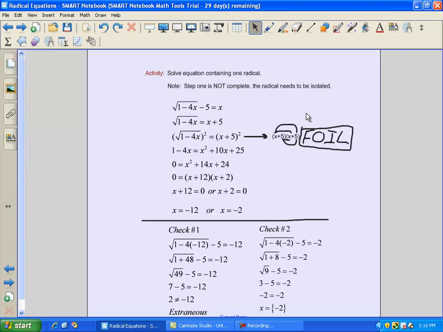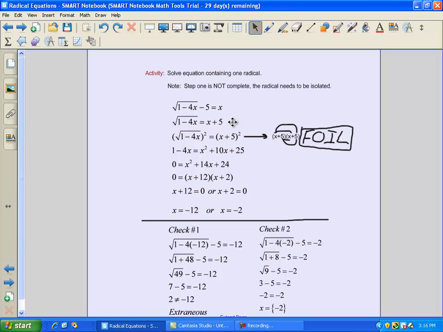When we get to our second activity here, solve the equation containing one radical. There's still one radical, but step 1 is not complete. It's not a big step, but it's something that we have to watch out for. When we go to solve for x, we notice that we have to move the 5 over to the other side and get x plus 5, leaving the square root by itself.